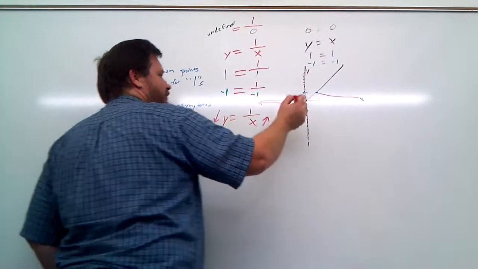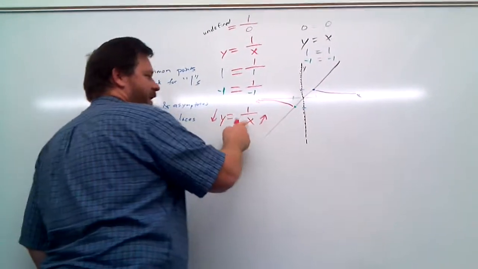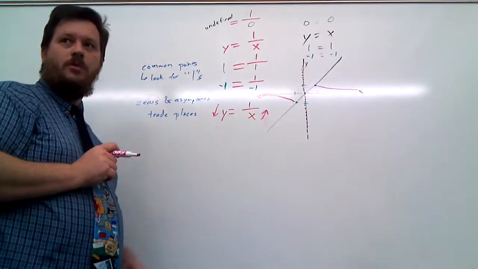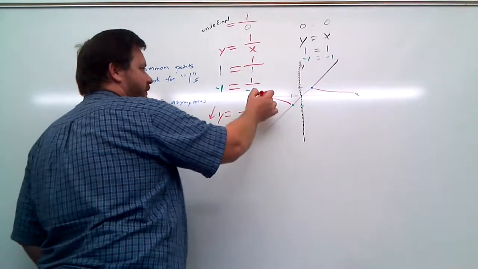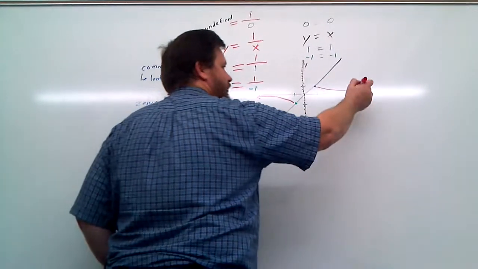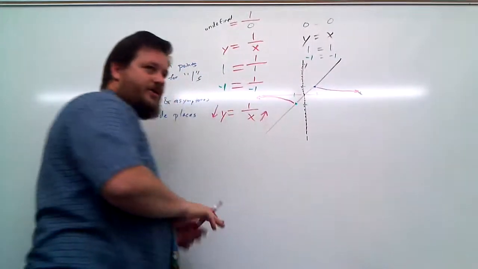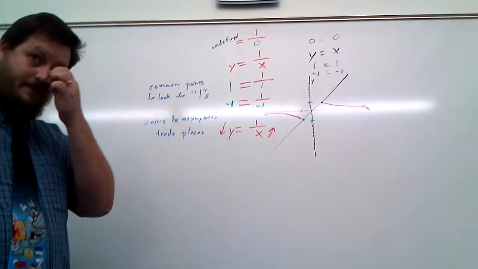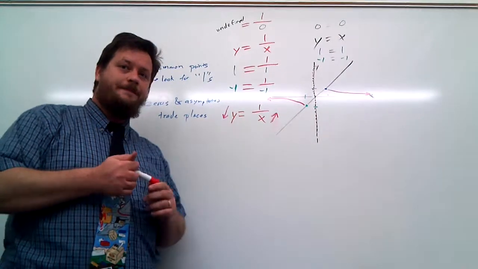And I'll just tell you that it keeps going that way. It never actually gets to 0 because it doesn't matter how big you make the denominator, y will never be 0. So it'll just keep getting closer and closer to the x-axis, but it'll never actually touch it. Same thing in that direction. How is that possible? If it gets closer and closer but never touches it.